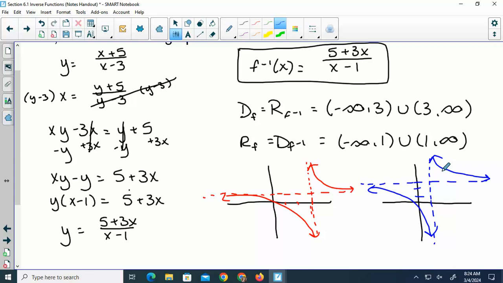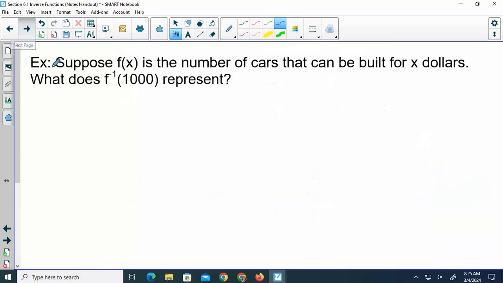All right. Any questions about that? So, just a couple things testing if we know what inverses mean. F of x is the number of cars that can be built for x dollars. Alright, so in my original problem, if you think about ordered pairs x and y, x was dollars, y was the number of cars.